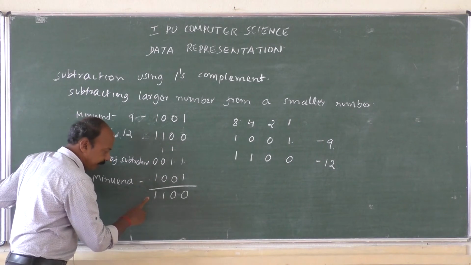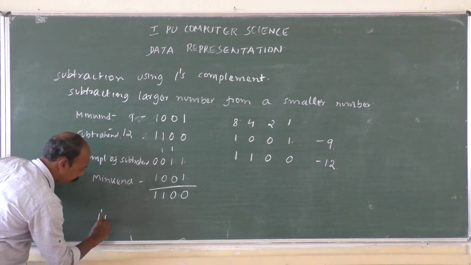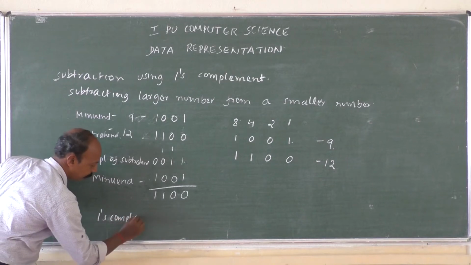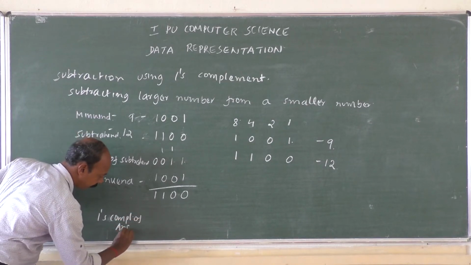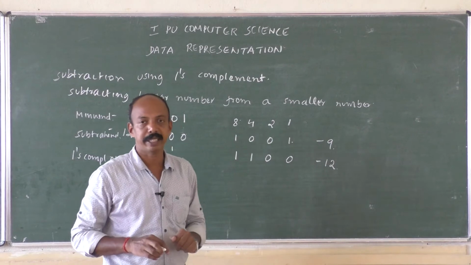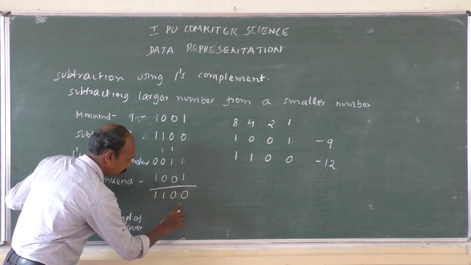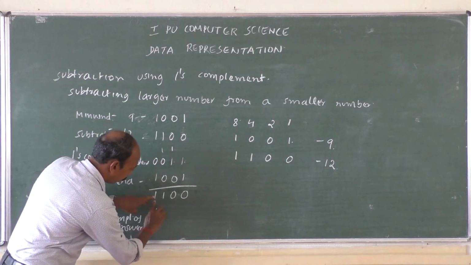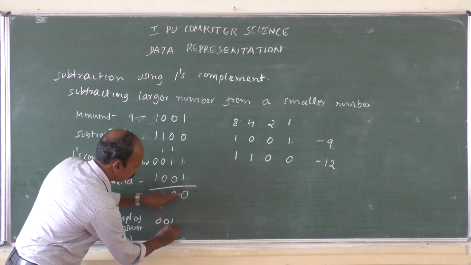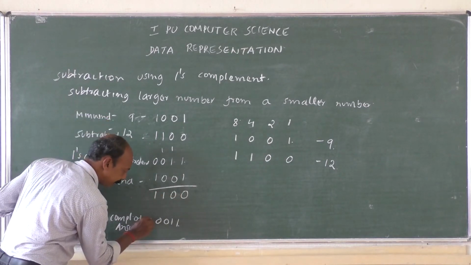Now after this, this is the answer, take 1's complement of the answer and place a negative sign in front of that. Place a negative sign. So take 1's complement of this. So 1's complement of this is 0 1 0 1 0, and place a negative sign.